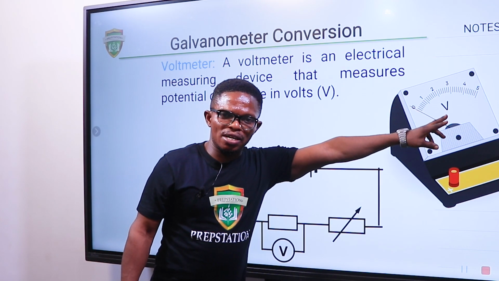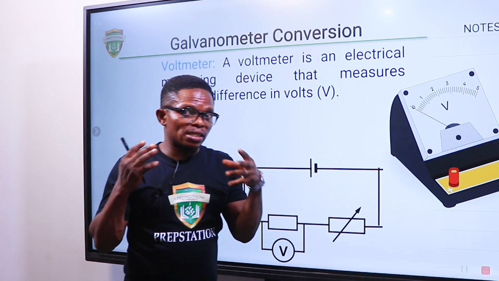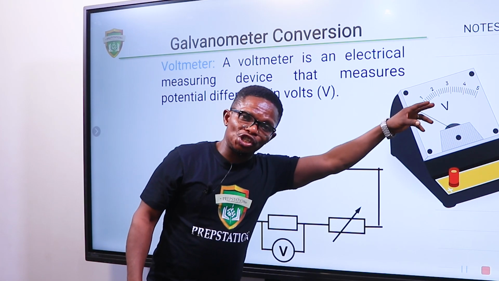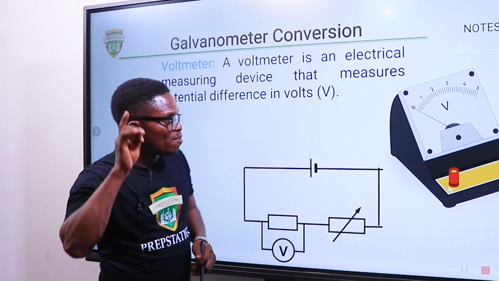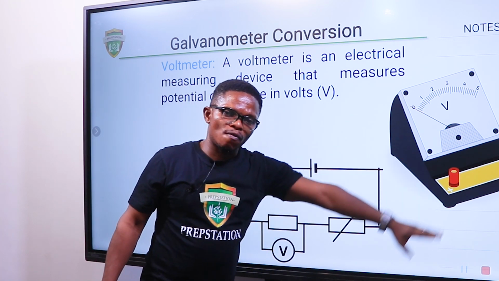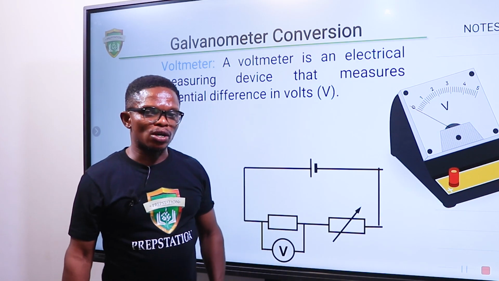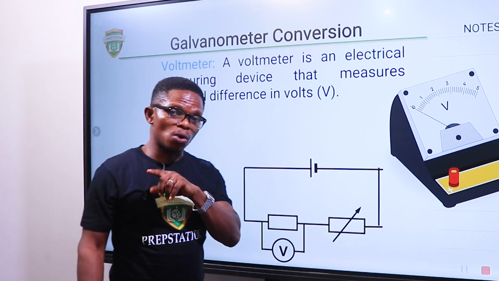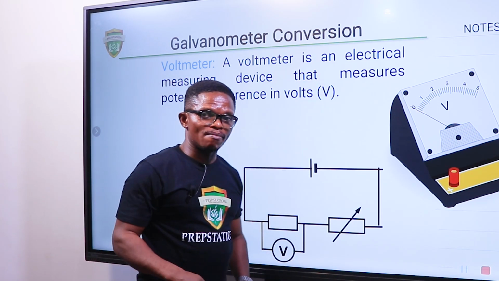If the label is V, it means it's a voltmeter. If the label is A, it means it's an ammeter. If the label is G, it means it's a galvanometer. But notwithstanding, we have one device that can do the work of all these ones I've mentioned here, and it is simply called a multimeter. If you have one meter that can measure all of this, we call it a multimeter.